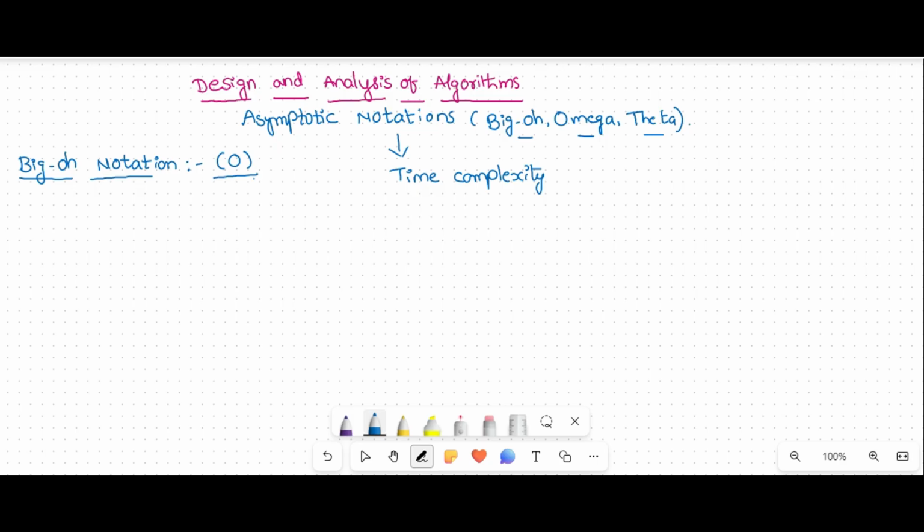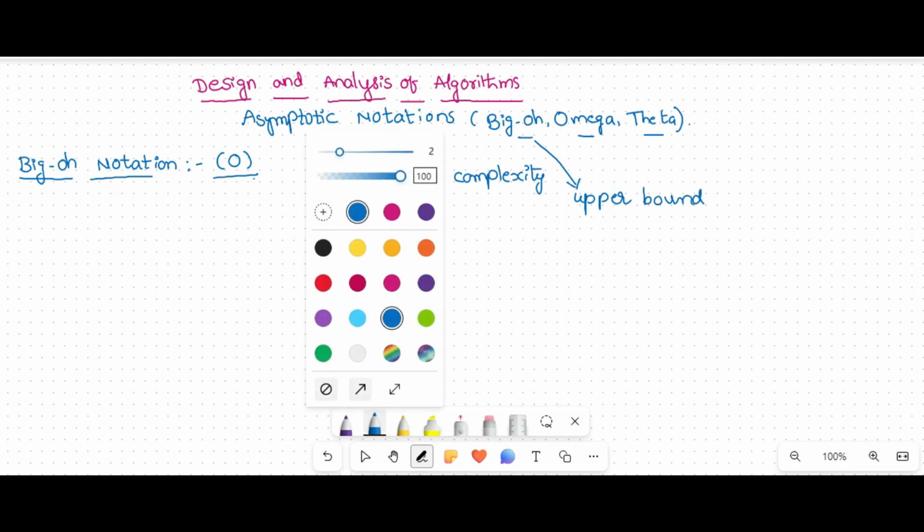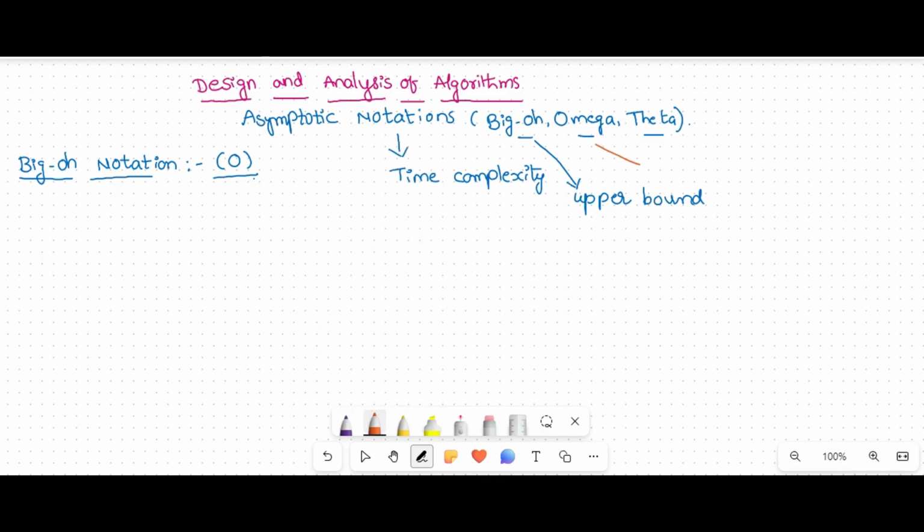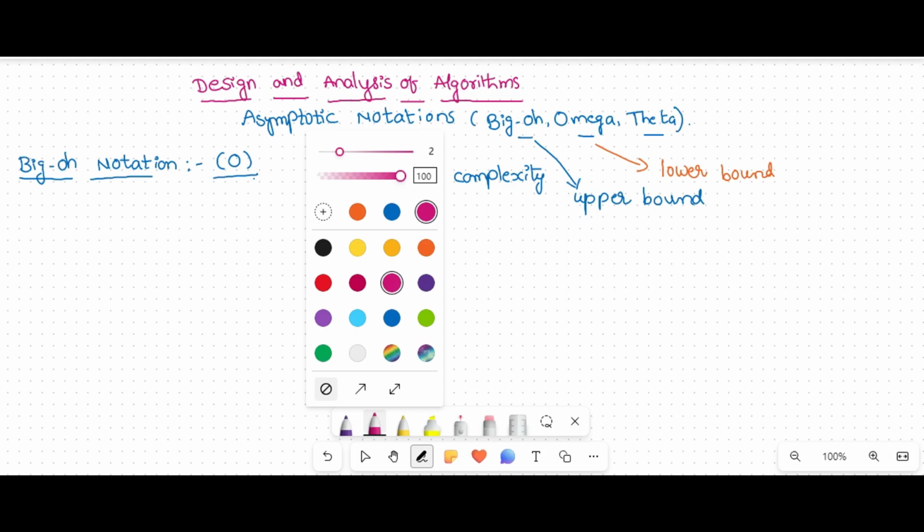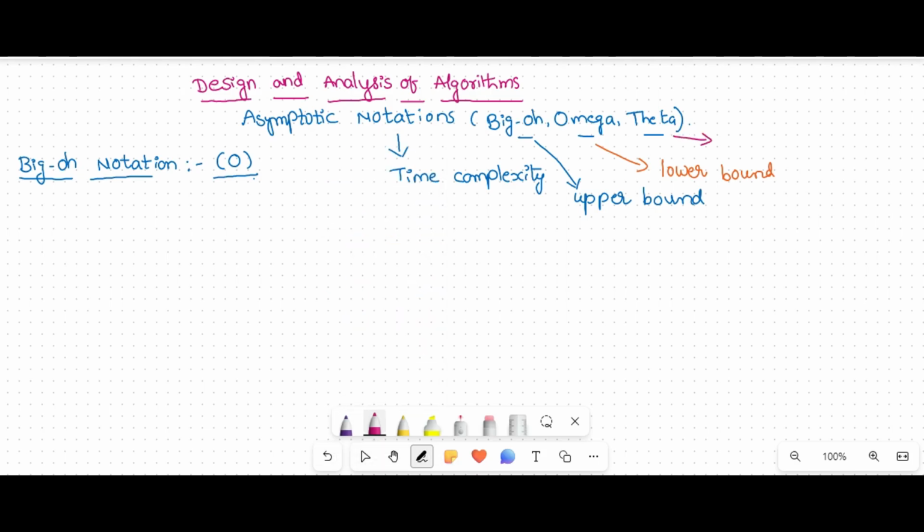Now, big O notation is generally used to say upper bound, omega is to say lower bound, theta is used to say in between upper and lower bound. That means average bound.